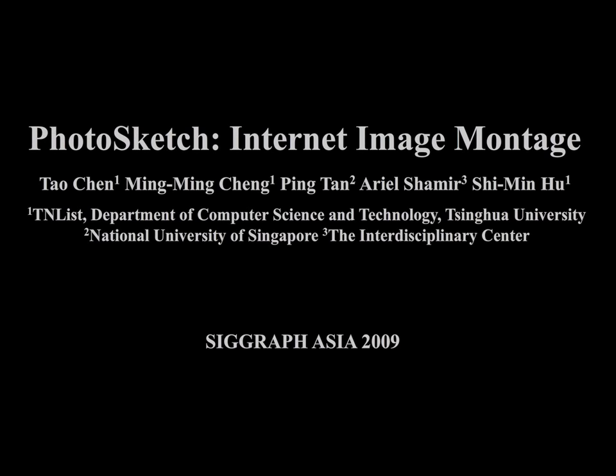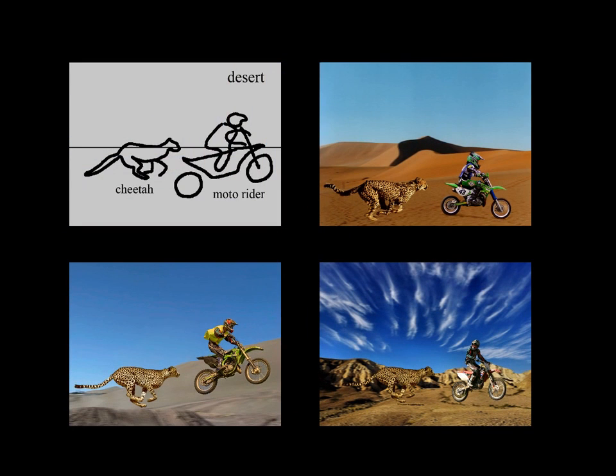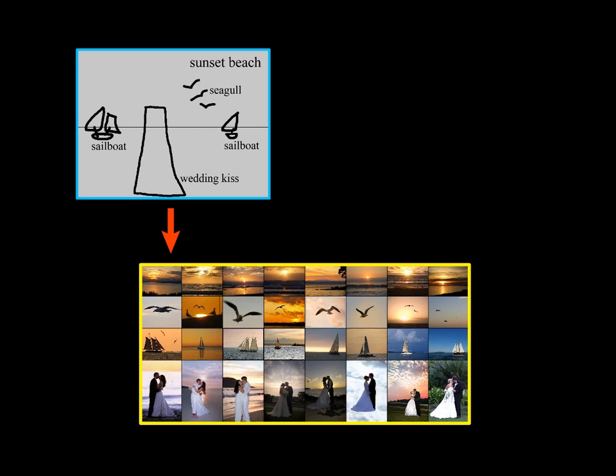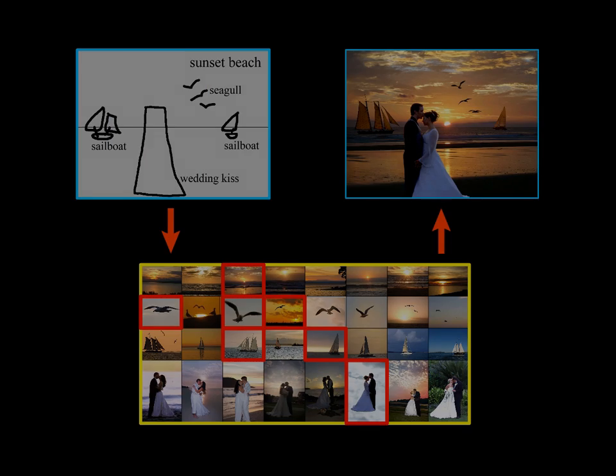Photosketch, Internet Image Montage. We present a system that composites a realistic picture from a user-provided sketch with text labels. The composited picture is generated by seamlessly stitching a background and several foreground items from photographs retrieved from the Internet in accordance with the sketch and text labels.